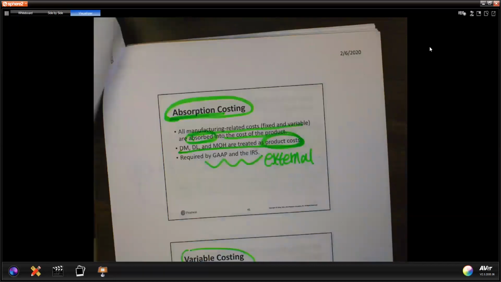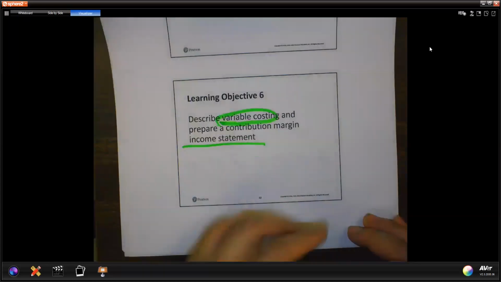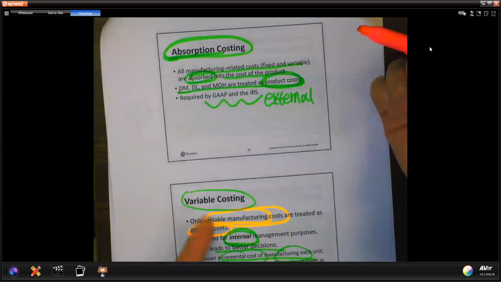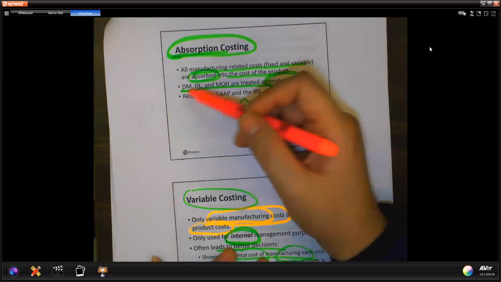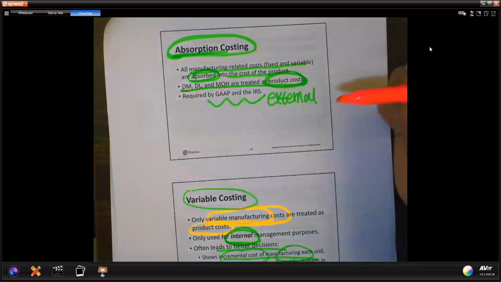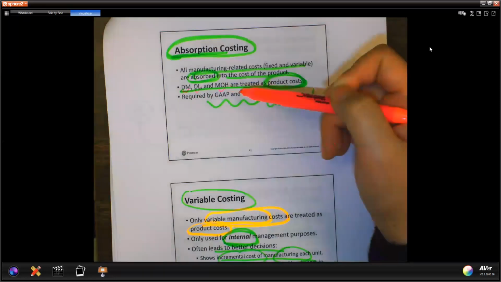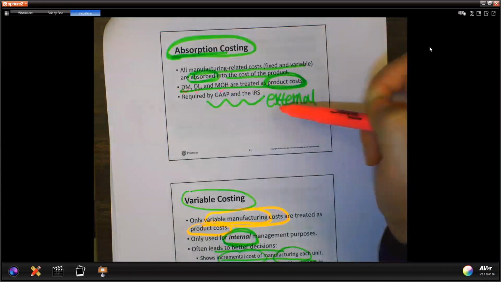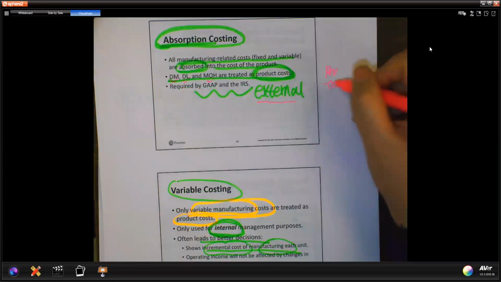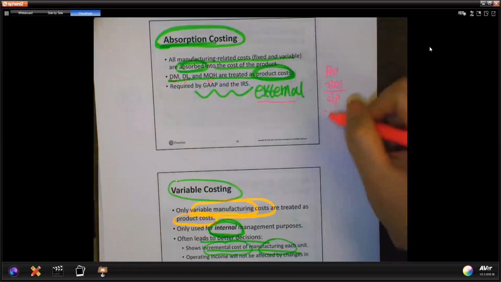The last thing we talked about is variable costing and absorption costing. We said absorption costing absorbs all of the manufacturing cost into the product. So product cost has direct labor, direct material, and all the manufacturing overhead. It's used for external reporting. Revenue minus cost of goods sold gives you gross profit, minus all of your period operating costs gives you operating income.